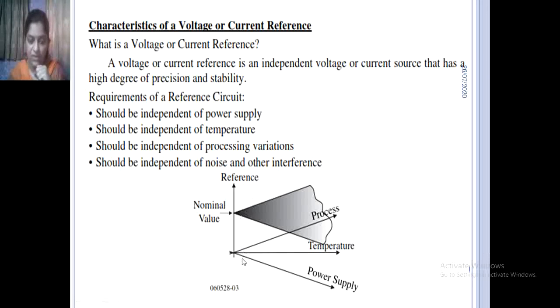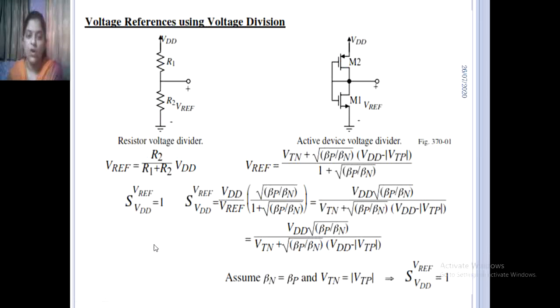Here, this is the reference voltage or current, with power supply, temperature and process. We can select the nominal value of this, and we have covered all these things, so it becomes the voltage or current reference value. Then voltage reference using voltage division. One can set the reference voltage by using a potential divider network, or voltage division. For example, a simple circuit.